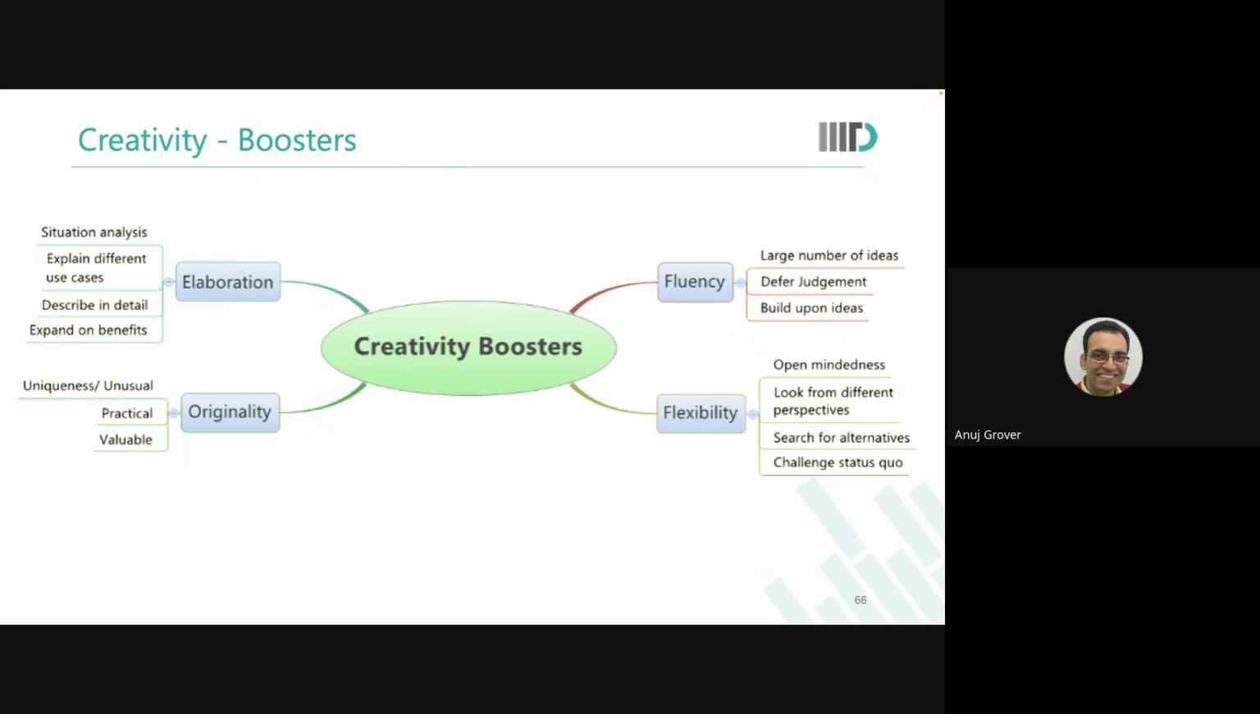Then flexibility, open-mindedness, your comfort with pivoting into an uncomfortable space.